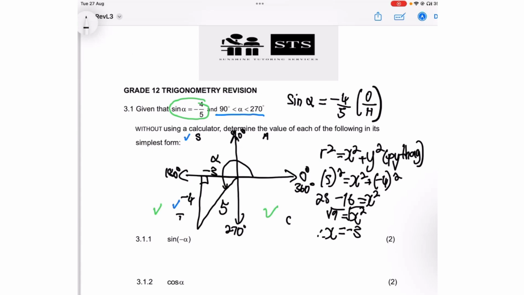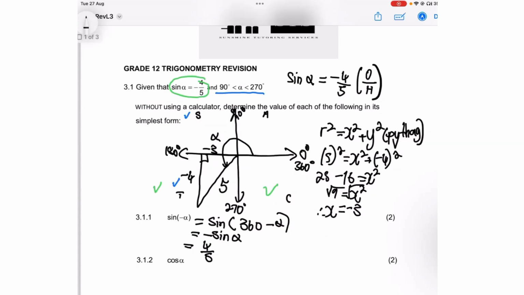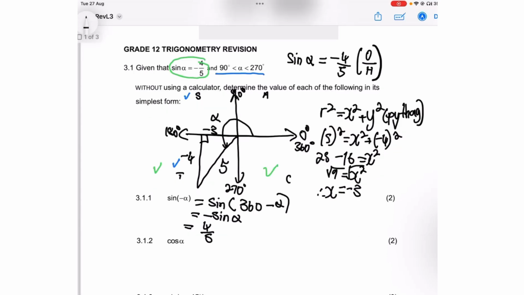Right? So now let's go and answer our questions. We've got sine of negative alpha. There is a negative angle. You're going to add 360. So it's going to be 360 minus alpha, which is in the fourth quadrant. And in the fourth quadrant, sine is negative. So this is going to be negative sine alpha. So negative sine alpha will be 4/5. Now cos of alpha, we already have our adjacent, which is -3, and our hypotenuse, which is 5.